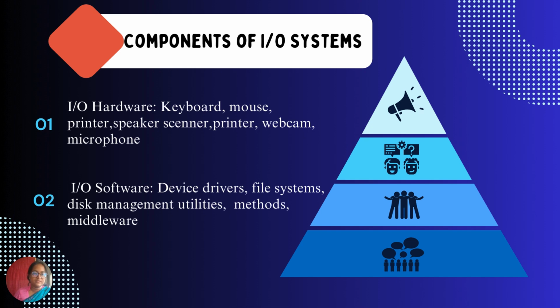Components of input output system. There are two types of components of input output system: IO hardware and IO software. IO hardware includes keyboards, mouse, printers, speakers, webcam, and microphone. And IO software includes device drivers, file systems, disk management utilities, methods, and middleware.